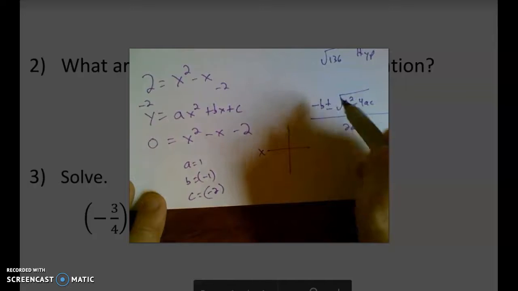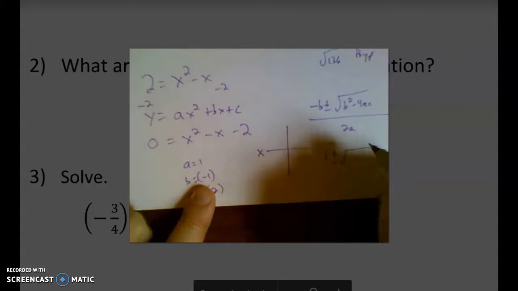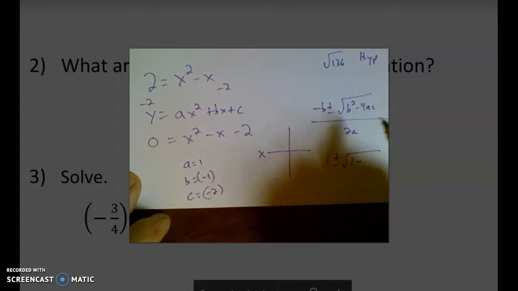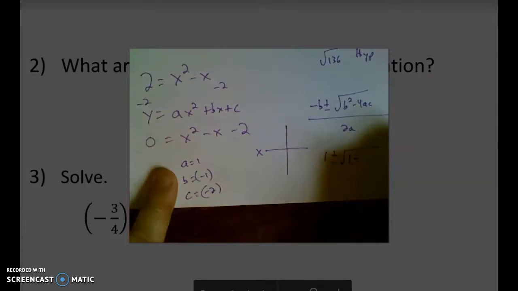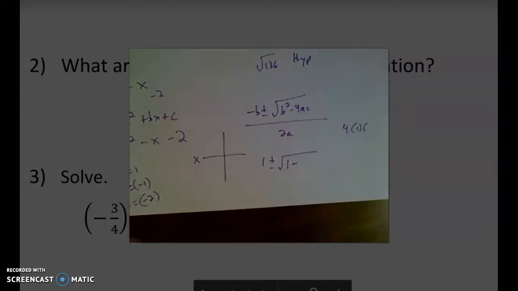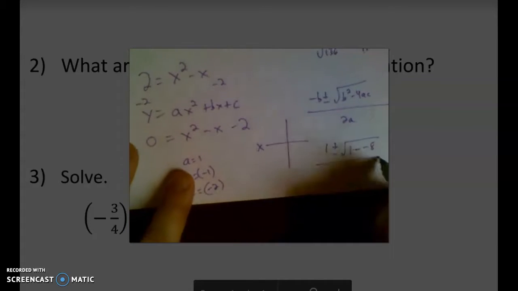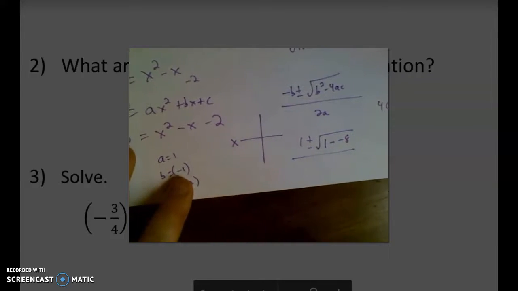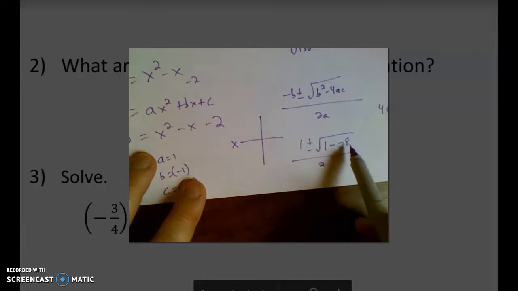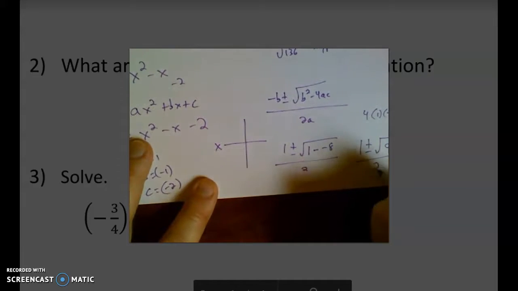So I do the opposite of b, which becomes a positive 1, plus or minus the square root of b squared, well, negative 1 squared is 1, minus 4 times a times c. So 4 times a times c is going to give me, it looks like, negative 8. And all of that's divided by 2 times a, or 2 times 1 is 2. So if I look at this, that just means I'm adding 1 plus 8, which is 9. 1 plus or minus the square root of 9 over 2.